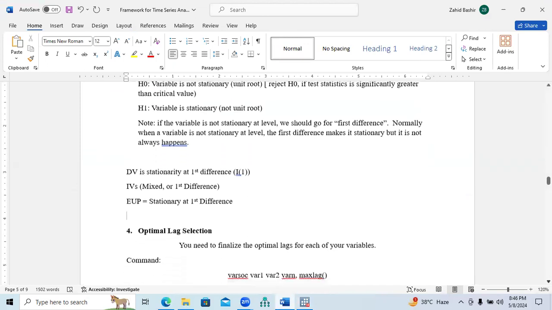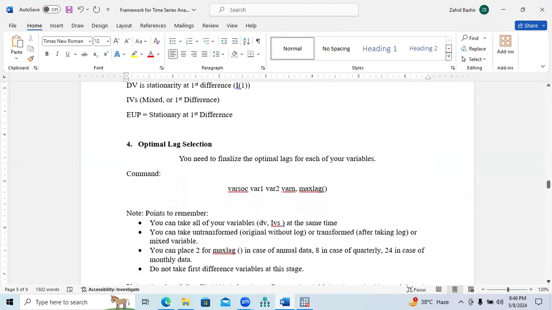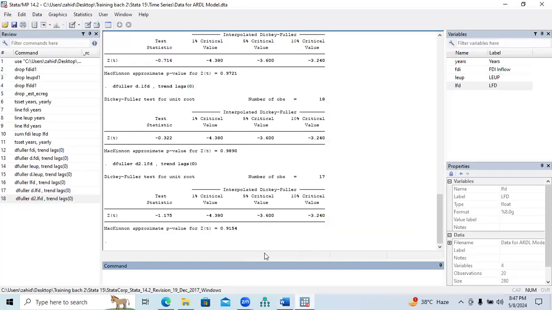So the next thing is optimal lag selection. It will let us know how many lags we can select for our ARDL estimation. Always remember that you can take all of your variables, DV and IVs, at the same time. You can take untransformed or transformed variables. You can place 2 for max lag in case of annual data, 8 in case of quarterly, and 24 in case of monthly data. So what we need to do is write varsoc, then put our variables, then comma, then maxlag, and then a blank bracket.